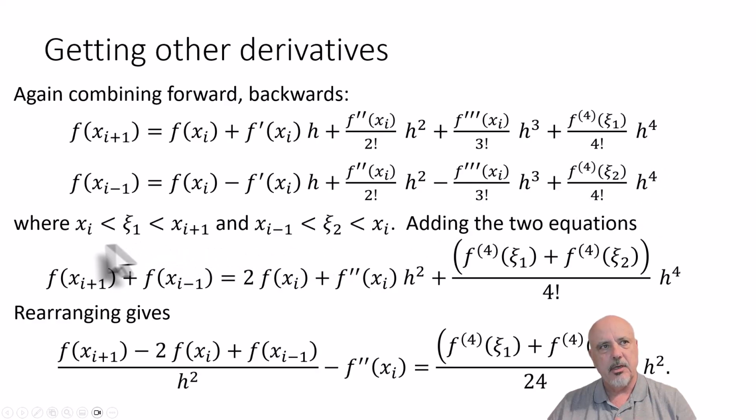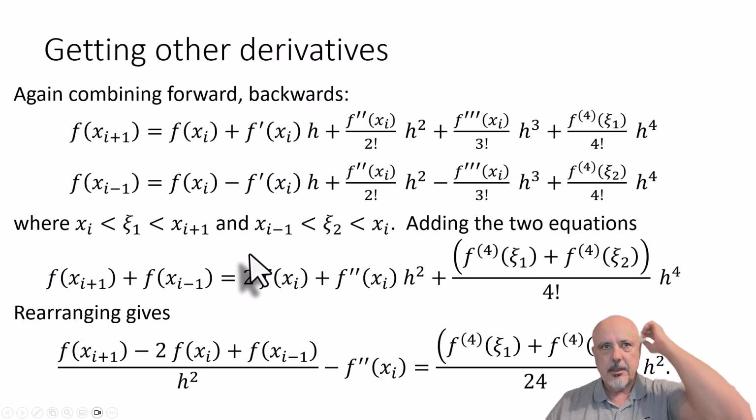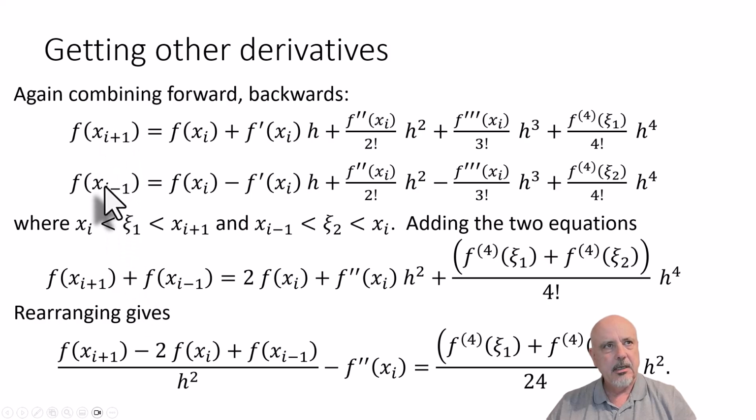Again, my series 1 is a forward step, so it's going to be between my current point and the next point. And my series 2 is going to be between the previous point and the current point because series 2 is a backward step. So now, instead of subtracting, I'm going to add them. And this is amazing. When I add them straight, the odd derivatives are going to be killed or removed, right?